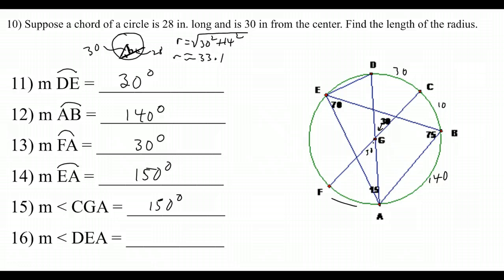In DEA, well, if this part is 30 and 10, that makes this 40. And DEA makes this 20, excuse me, because it's half of that, and 70 plus 20 is 90 degrees. Or another way to look at it is this is 180, so this arc would have to be half of that, which is 90.